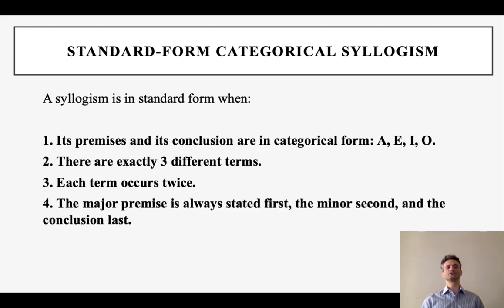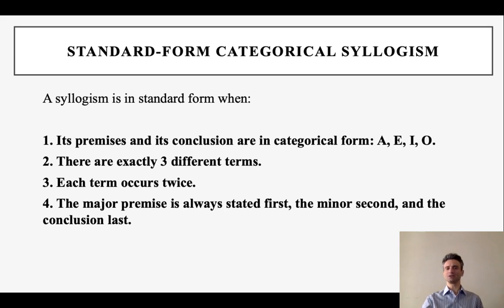The fourth requirement is that the major premise is always stated first. So our first premise in a categorical syllogism in standard form always comes first, always is premise one. Now, some of you might say, duh, of course the first premise comes first. Well, that's not necessarily the case. In some arguments, the first premise might not be the first premise.